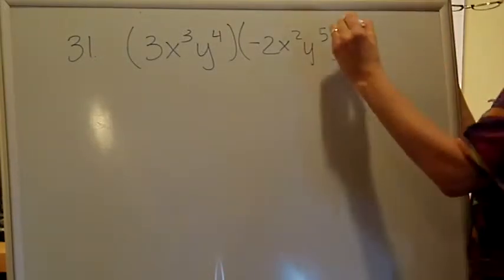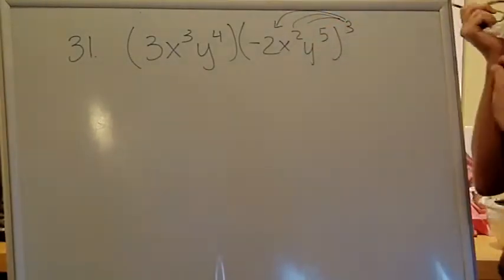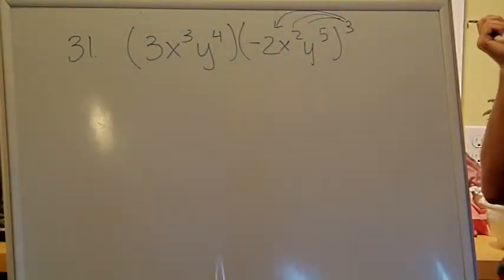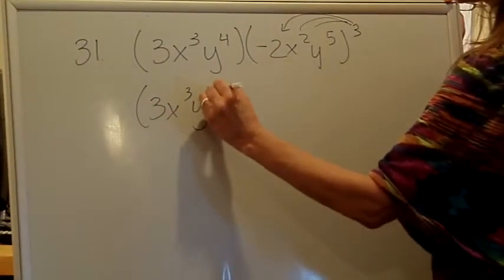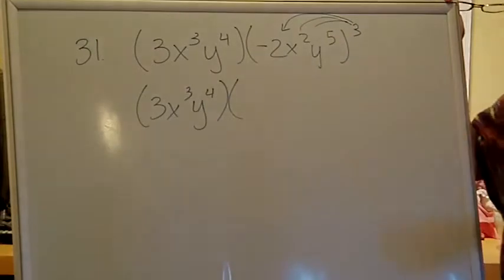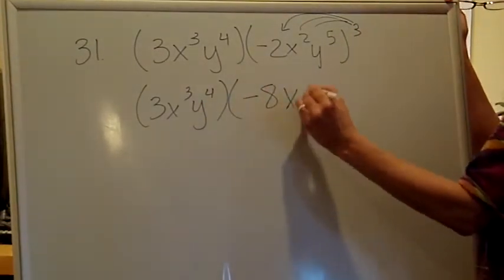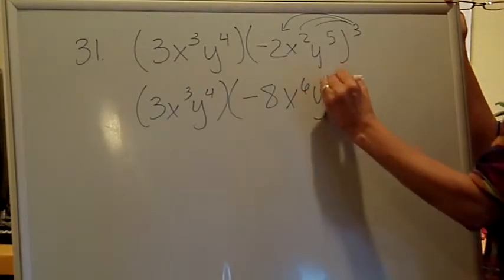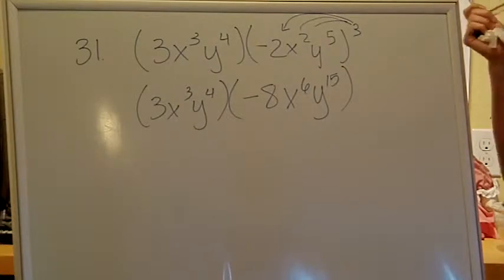Remember, you have to distribute this power first to everything inside, okay, before you multiply straight across. So it's going to be 3x cubed, y to the 4th. The front does not change any. When you cube everything in the second one, you get negative 8, x to the 6th, y to the 15th. The power raised to a power, you multiply the exponents.